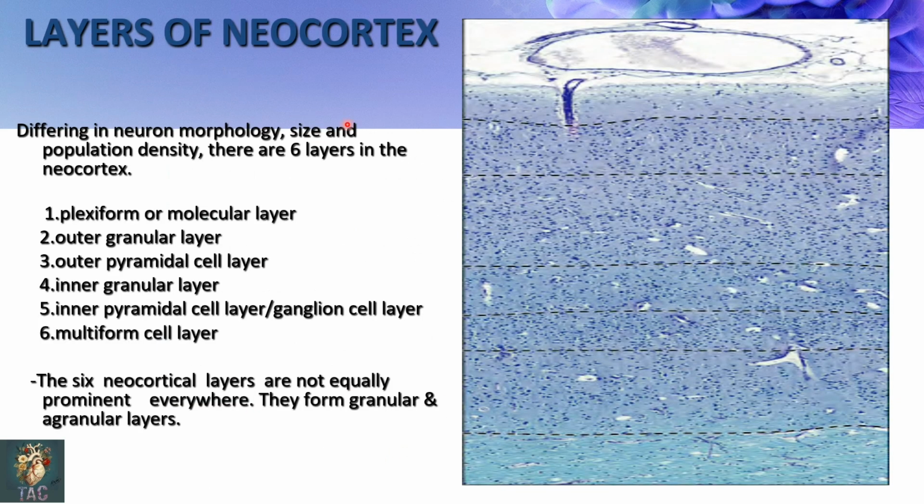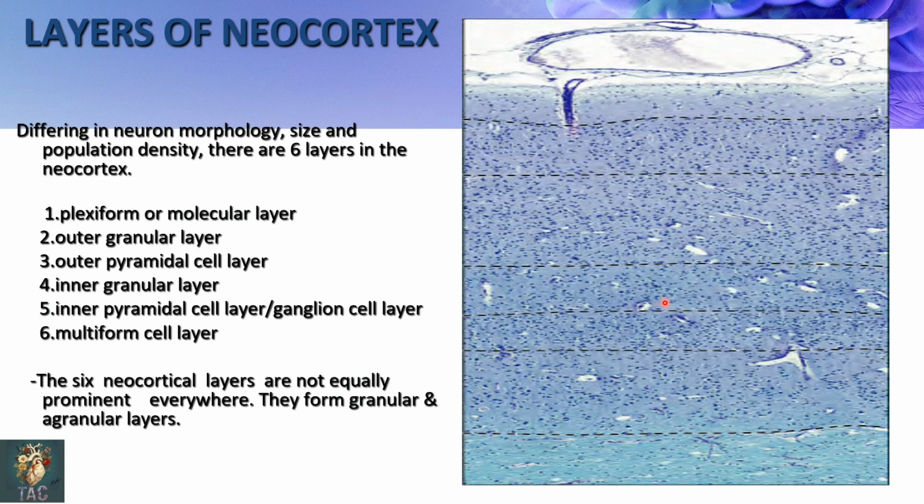So now we describe the different layers of the neocortex, differing in neuron morphology, size and population density. There are generally 6 layers in the neocortex. Please also remember these layers are not well demarcated. We just draw an imaginary line to discuss these 6 layers. The first layer is the plexiform or molecular layer. The second layer is the outer granular layer. The third layer is the outer pyramidal cell layer.